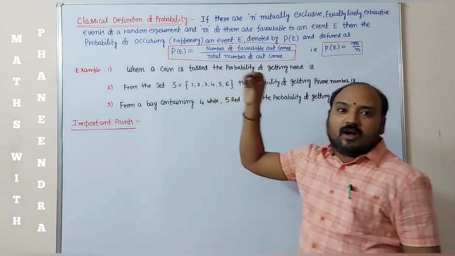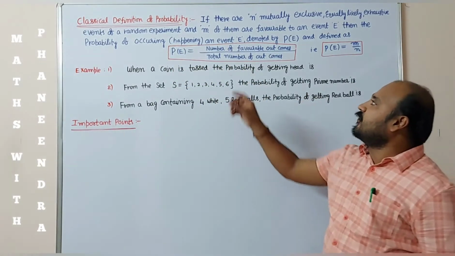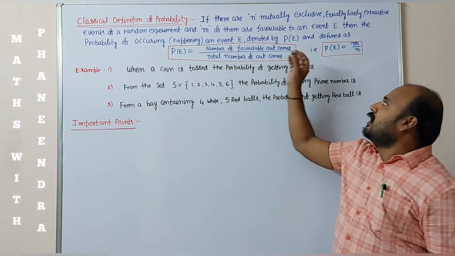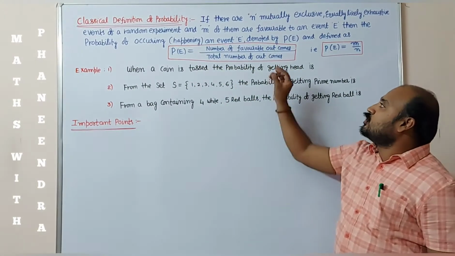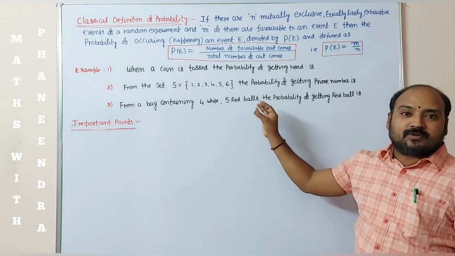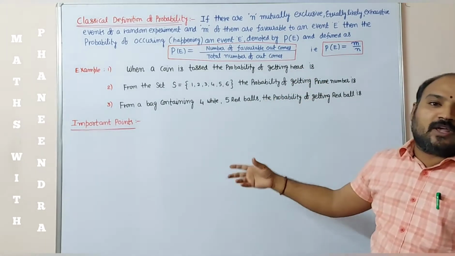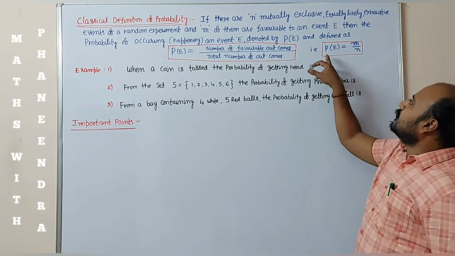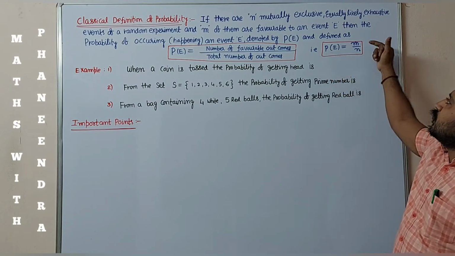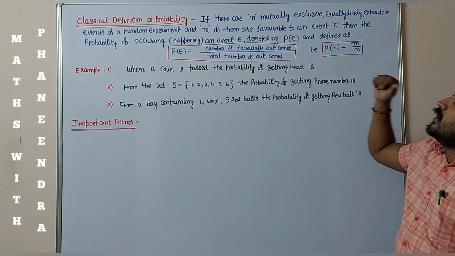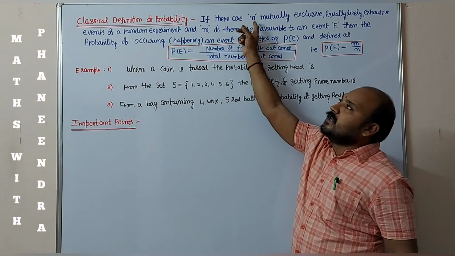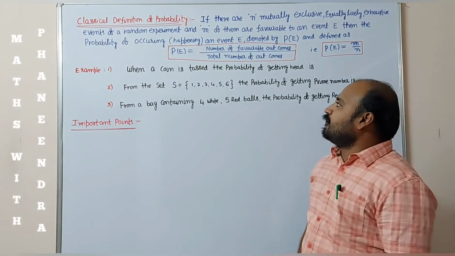So probability of the event E is defined as number of favorable outcomes divided by total number of outcomes of the sample space or random experiment. So simply we can write it as P(E) equal to m by n. m are favorable cases, n is total number of cases.